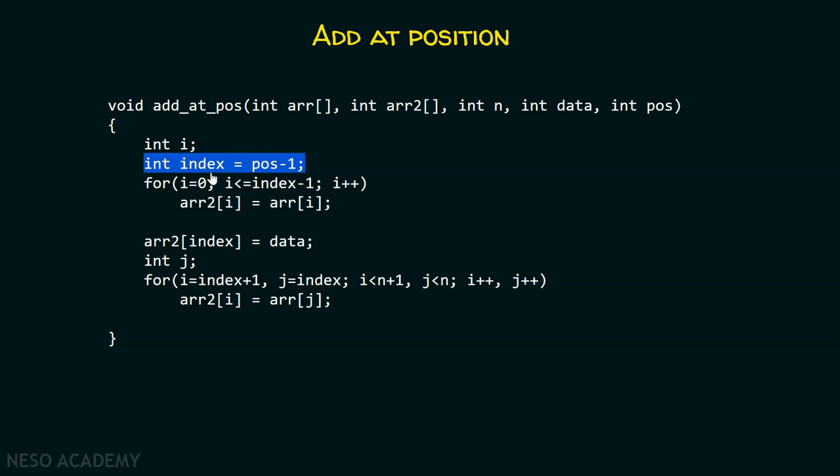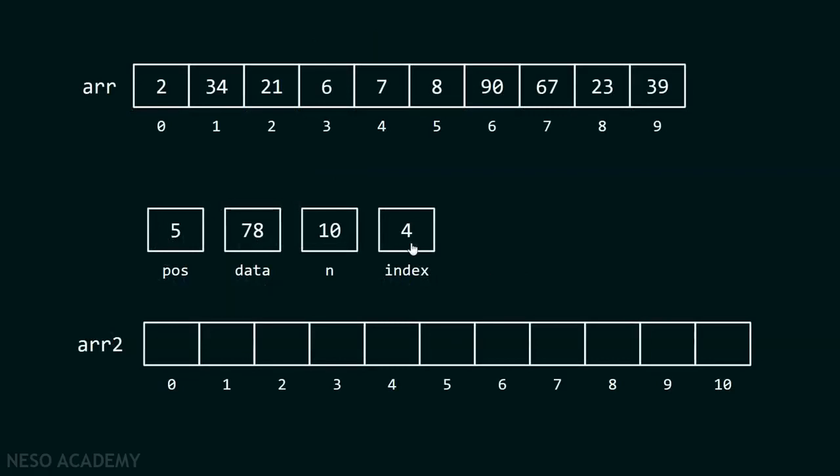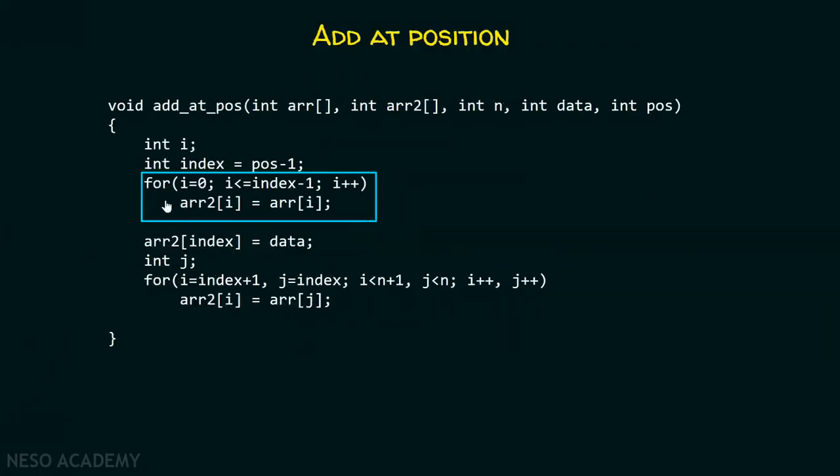Here in our example, we are considering position 5. That is why index will contain the value 4. Because at this particular index, we want to add our data. That is why the index variable is required. After this, we will use this for loop which runs from 0 to index minus 1. That means we want to copy everything from index 0 to one position less than the position where we want to insert our data.